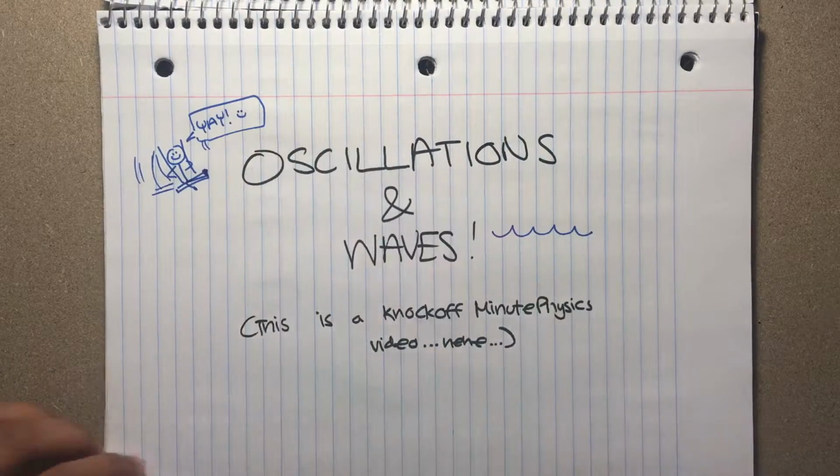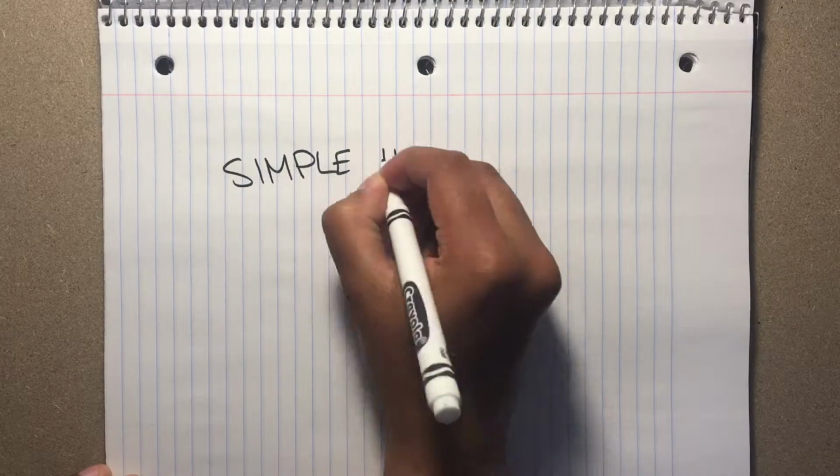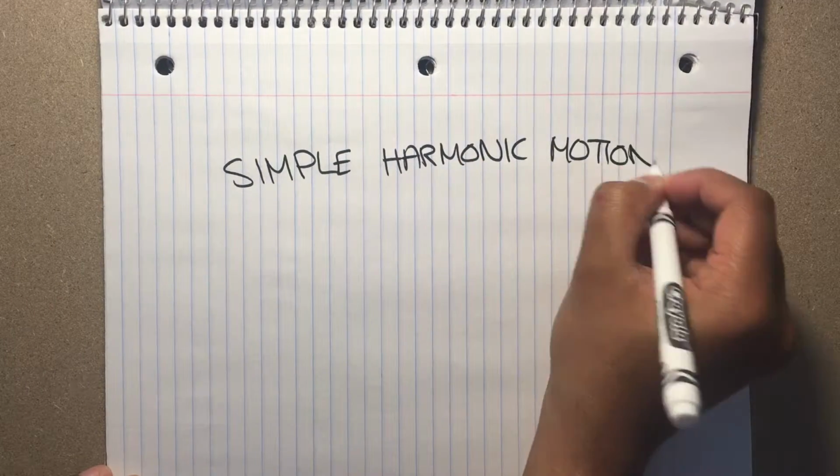Oscillations and Waves. Simple harmonic motion. In order for an oscillation to be considered simple harmonic motion, two requirements must first be met.